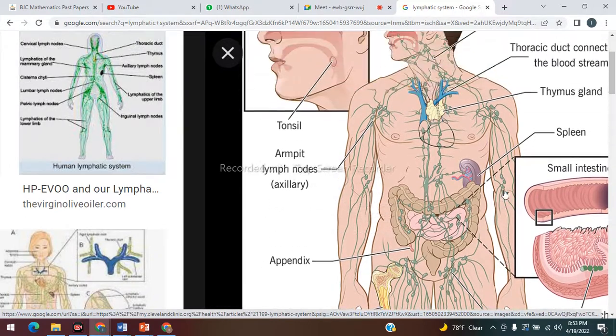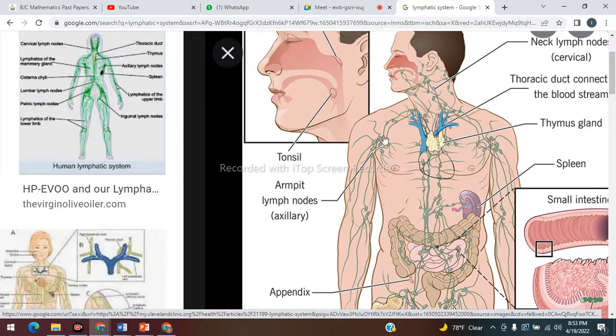But yeah, these are the lymph nodes. These lymph nodes are like the police of your body. When the germs are flowing and they encounter these lymph nodes, the lymph nodes act like police to contain the germs and actually fight against them. So that's the important part.